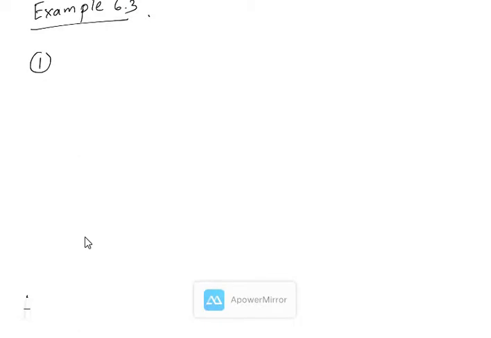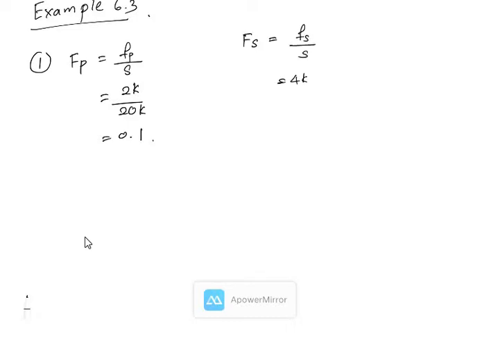So first of all, we find the digital passband frequency, that is the Fp divided by the sampling frequency. In the question, Fp given is 2k. So 2k divided by the sampling frequency 20k, I obtain 0.1. And capital Fs, that is the digital stopband frequency, equal to Fs divided by the sampling frequency, that is 4k divided by 20k. I obtain 0.2.